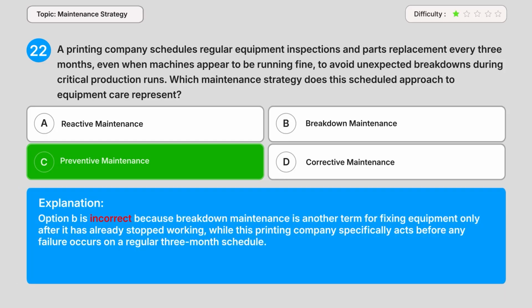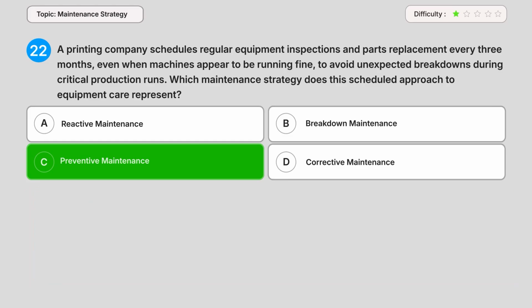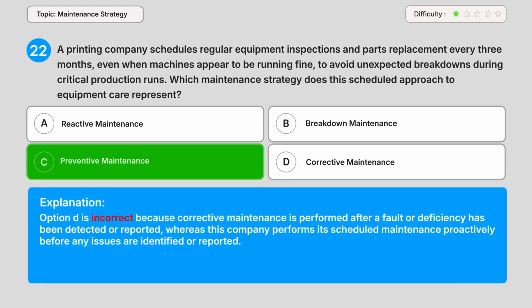Option B is incorrect because breakdown maintenance is another term for fixing equipment only after it has already stopped working, while this printing company specifically acts before any failure occurs on a regular 3-month schedule. Option D is incorrect because corrective maintenance is performed after a fault or deficiency has been detected or reported, whereas this company performs its scheduled maintenance proactively before any issues are identified or reported.